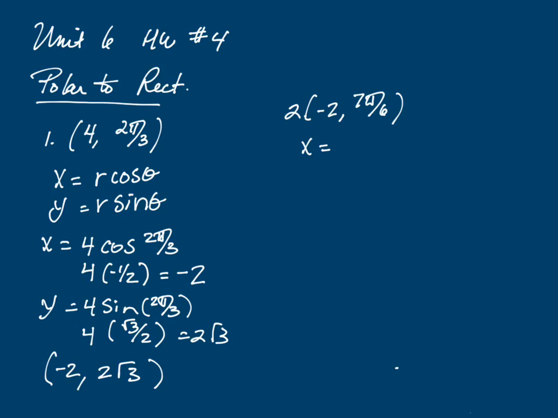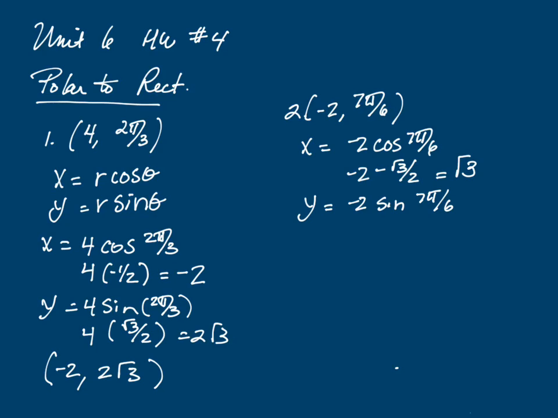So x equals negative 2 cosine 7 pi over 6, which is negative 2 times negative square root of 3 over 2, which is positive square root of 3. Y equals negative 2 sine of 7 pi over 6. See why you need to know your unit circle? You need to be able to pull these right out. I don't always do it right, but I know most of them without thinking. So negative 2, and this would be negative 1/2. So you would get positive 1. So your coordinate is square root of 3, positive 1.